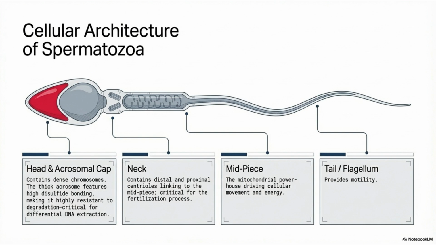Spermatozoa have a distinct cellular architecture. The head contains dense chromosomes. The neck links to the midpiece, which provides energy, and the tail provides motility.